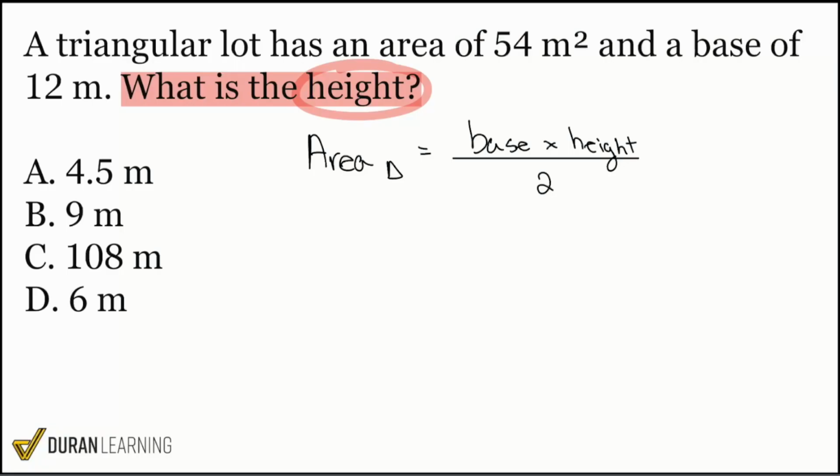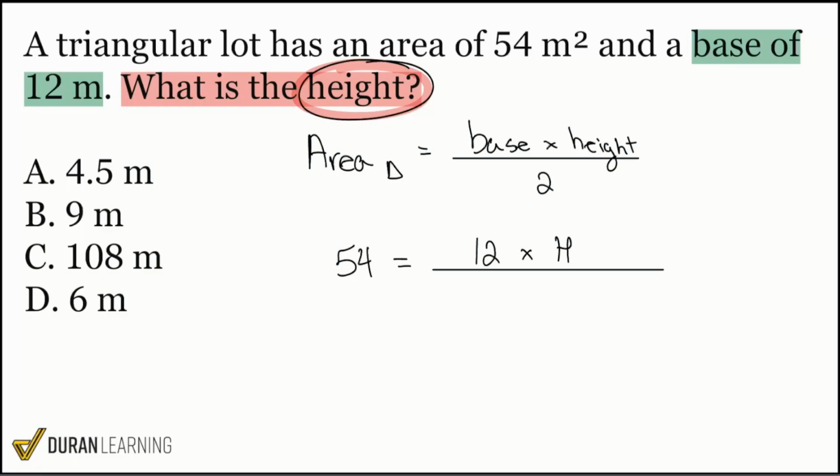Perfect. So what that means is I'm not going to replace 54 over here or over here. It's going to be right there, the area, where the area belongs, and that's going to be 54. Next up, we see that it gives us a base of 12. So I'm going to replace the base exactly as I see it with 12 times h for the height, because again, that's what I'm looking for, and then I'll place the 2 right there.